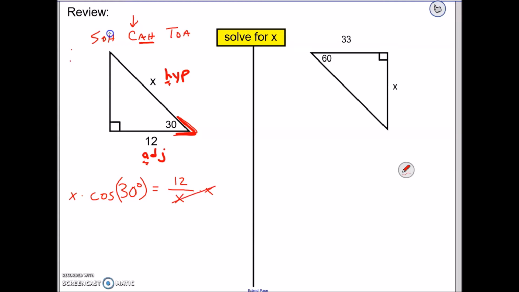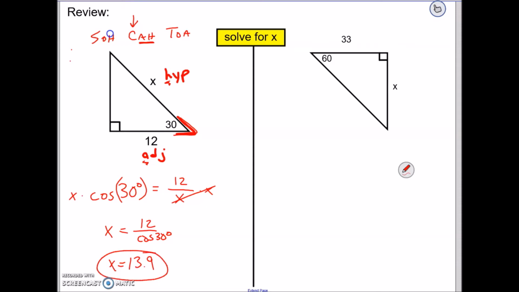And now I've got x times the cosine of 30 equals 12. I'm going to take that and divide away the cosine of 30 on both sides. If I do that, I'm just left with x, and x equals 12 divided by the cosine of 30 degrees. And here's where you have to make use of the calculator. I don't know what the cosine of 30 degrees is off the top of my head necessarily, but if I take 12 and divide by the cosine of 30 degrees, I get a value that is approximately 13.9.